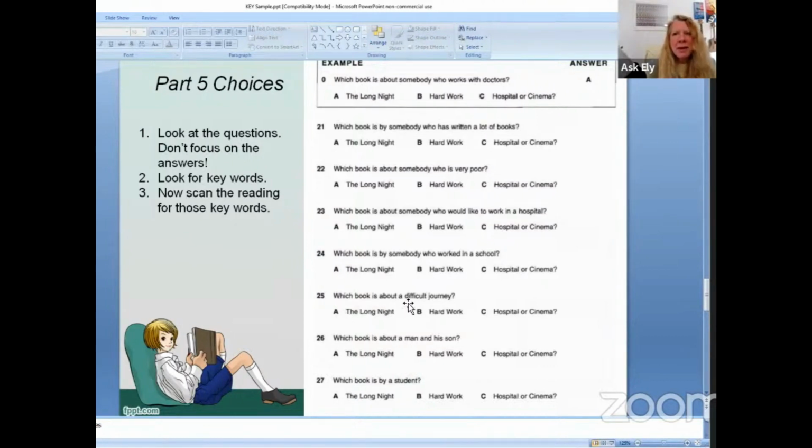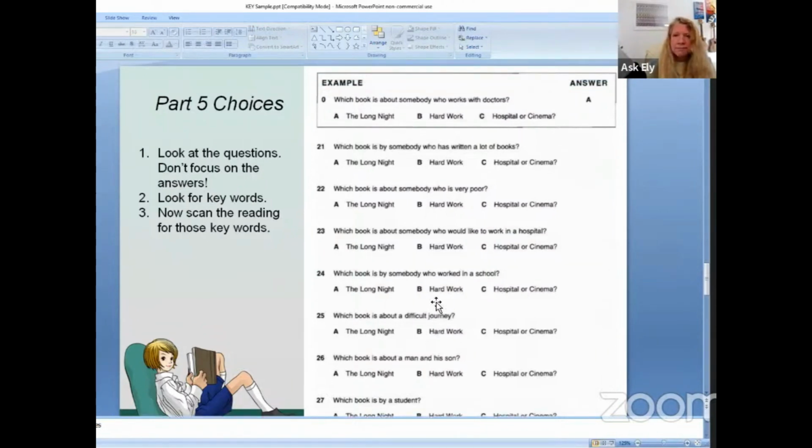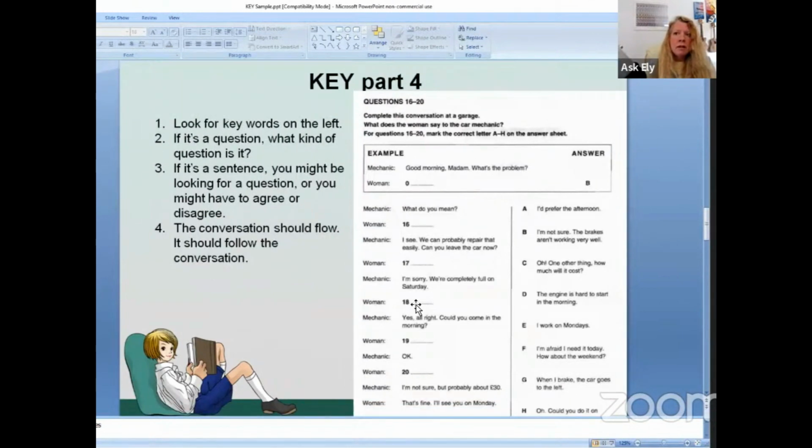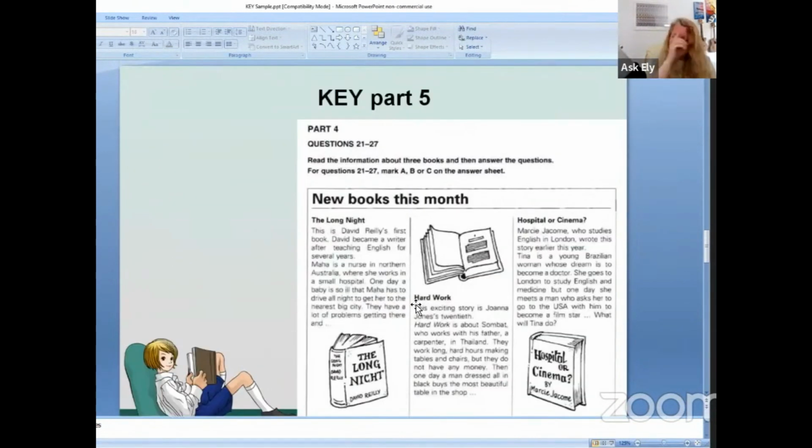All right, next one, number 25. Which book is about a difficult journey? Now, when you think of a journey, you think of a long drive, long trip, right? You're spending a long time in a car. Okay, let's skim to find if there are any words that say drive or car or long trip. Another word for journey is a trip.